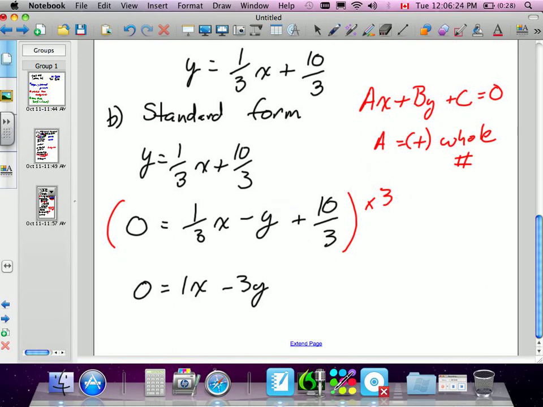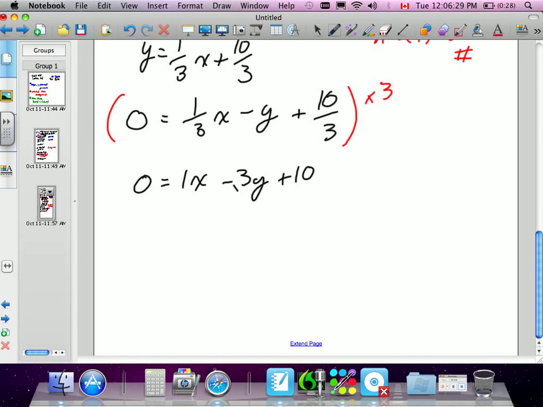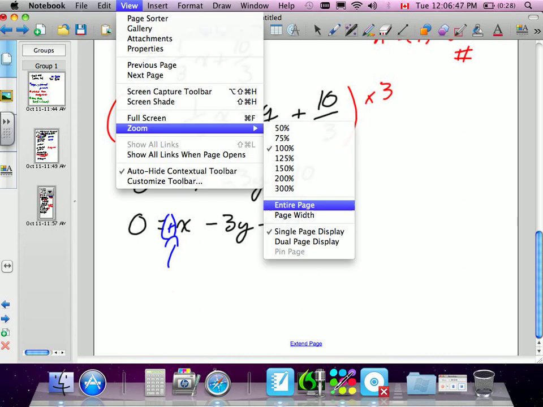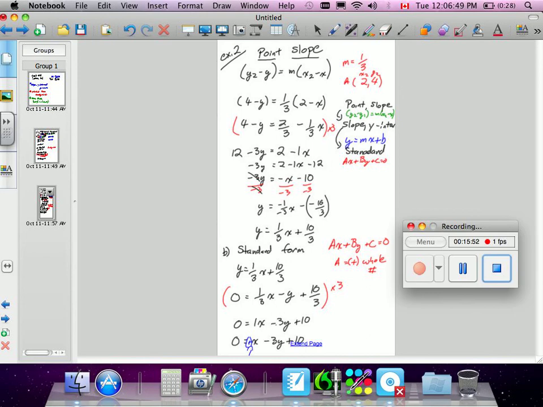Anyone? Positive 10. So our standard form, I'm going to get rid of that little 1 in front of the x because we really don't need it. 0 equals x minus 3y plus 10. And we're in standard form. Our leading coefficient's positive, and it's a whole number, 1. That's it.